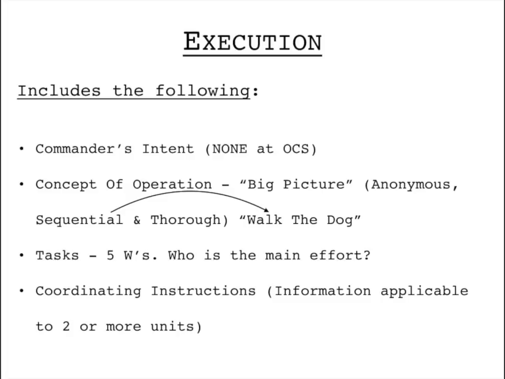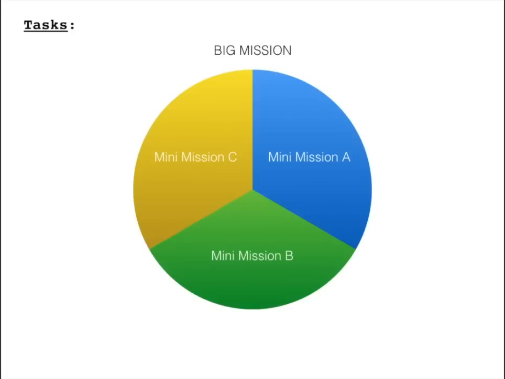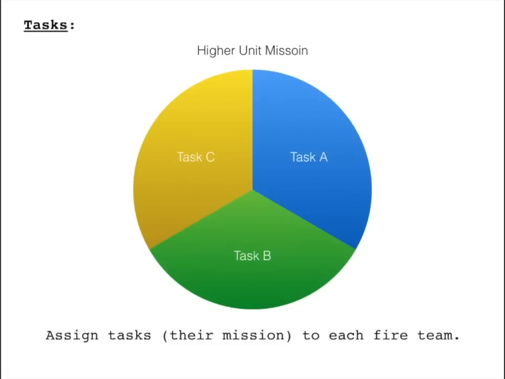Next is thorough, so make sure that you do not leave out important information. You don't want a minor piece of missing information to screw up the whole mission. Now, tasks. So you issue out the 5 W's: when, who, what, where, why. This is where you finally assign those missions to your subordinates and designate which fire team will be the main effort. Remember those mini missions I talked about earlier? That's what you're issuing out here in tasks. So you actually call those mini missions tasks.